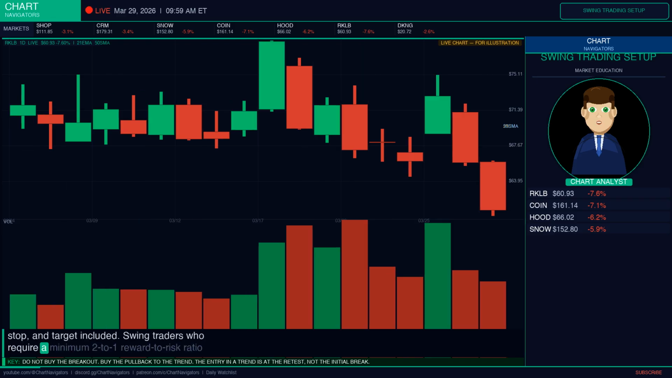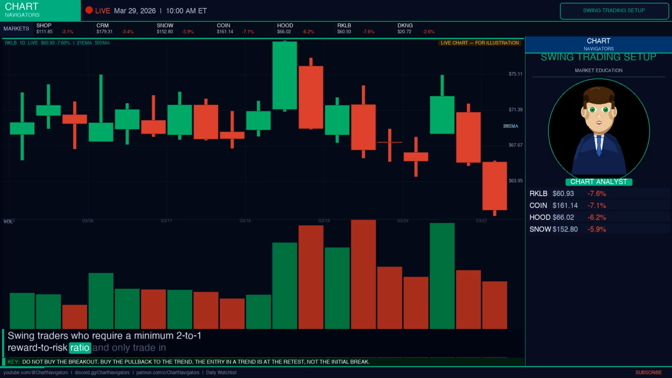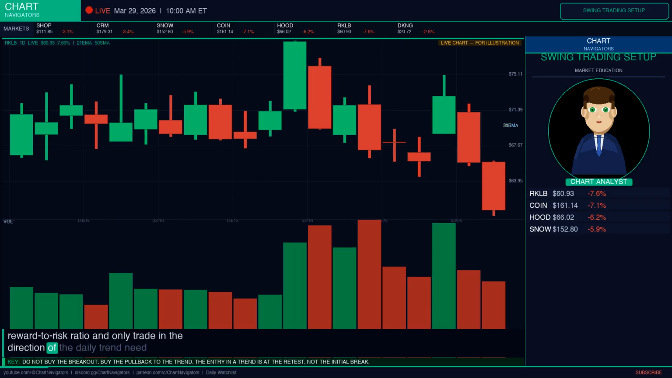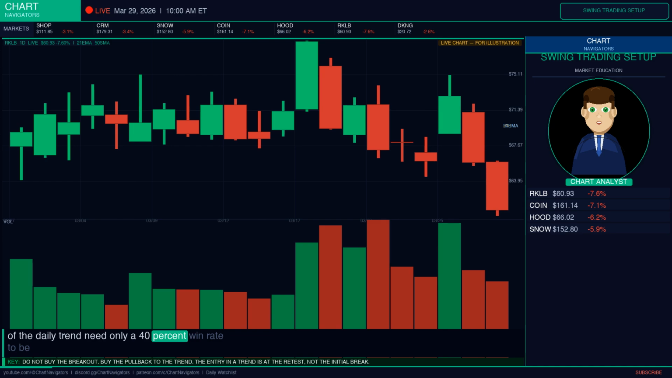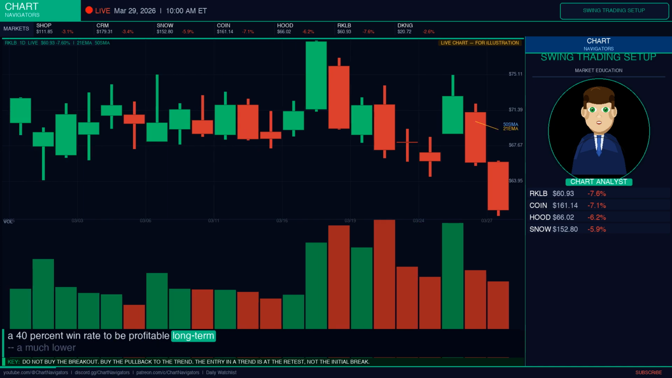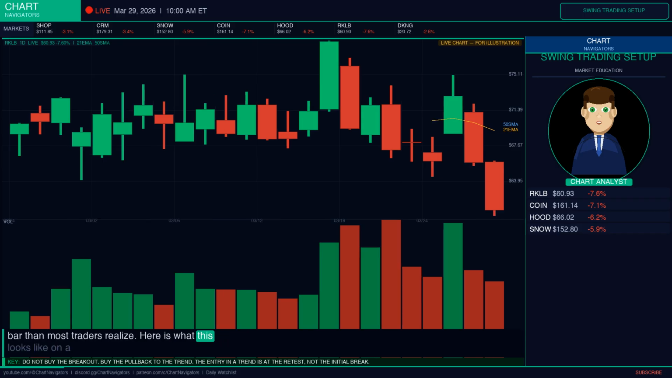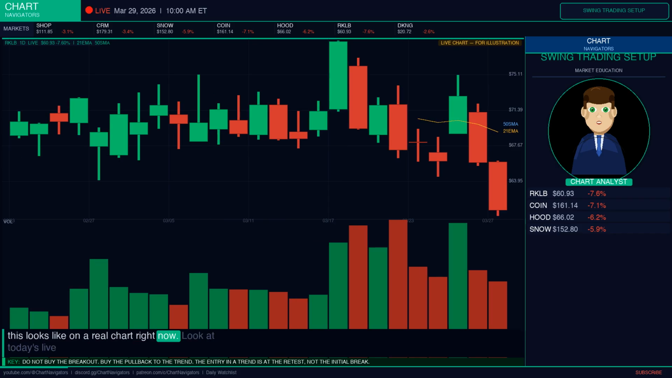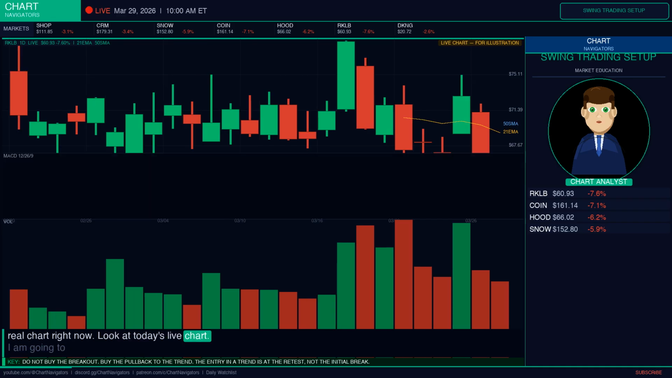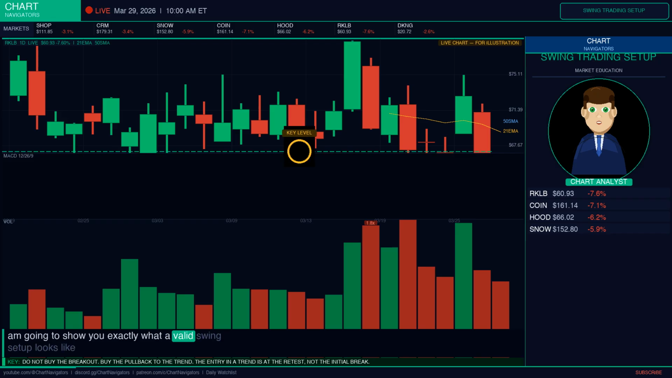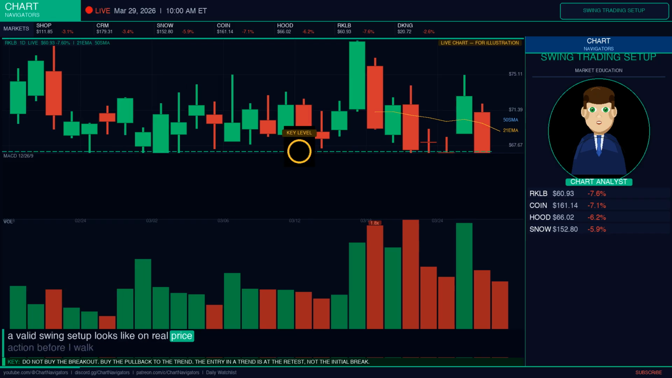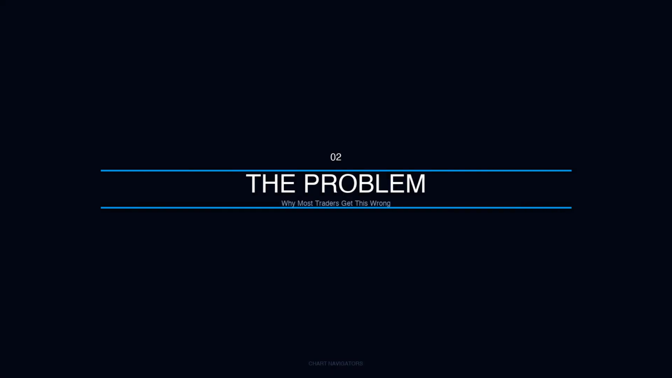Swing traders who require a minimum 2 to 1 reward to risk ratio and only trade in the direction of the daily trend need only a 40% win rate to be profitable long-term, a much lower bar than most traders realize. Here is what this looks like on a real chart right now. Look at today's live chart. I am going to show you exactly what a valid swing setup looks like on real price action before I walk you through the checklist.